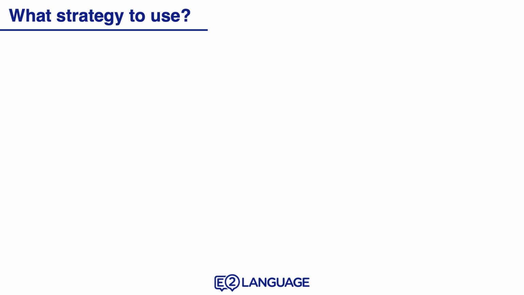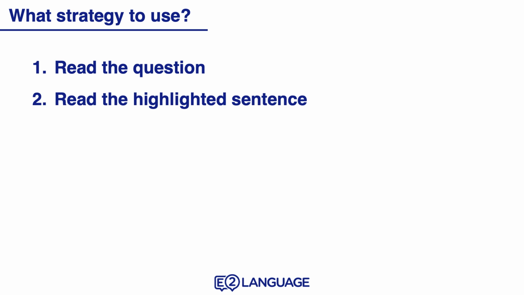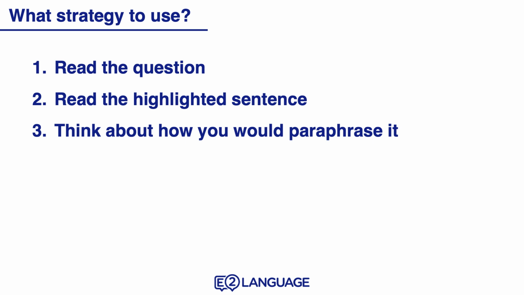So what strategy should we use for this question type? Well, you need to read the question, you need to read the highlighted sentence, you need to think about how you would paraphrase it. That is, you should look at that highlighted sentence and think to yourself, if I were to rewrite this in other words to capture the same meaning, how would I do it? Okay, that's a key part of this.